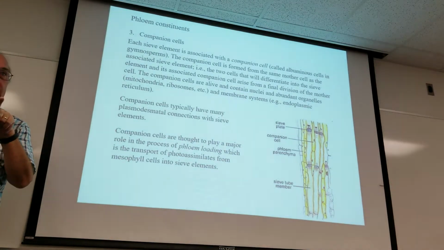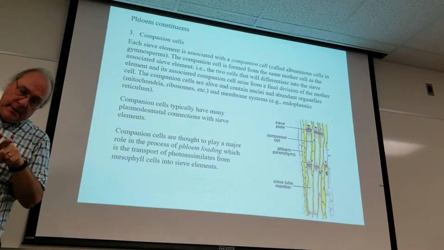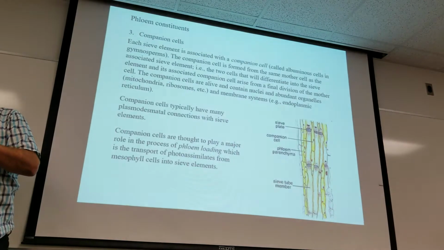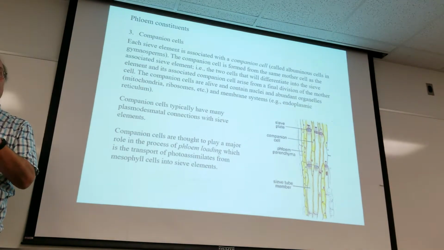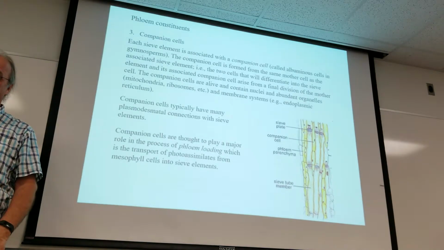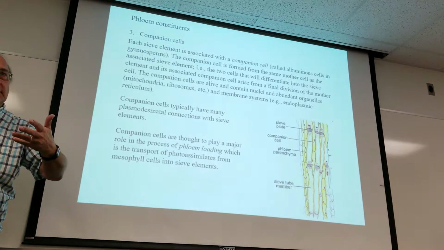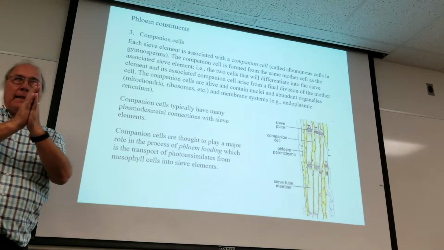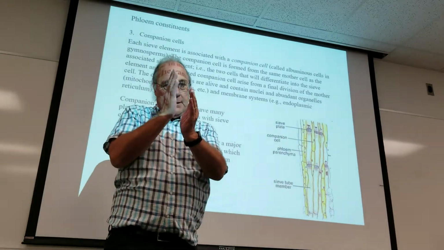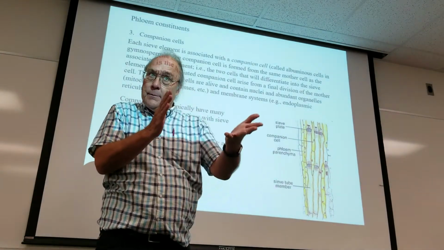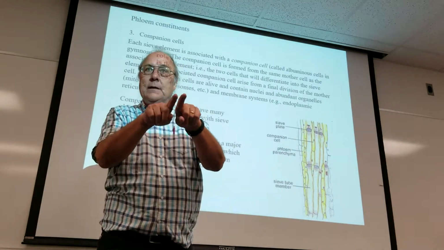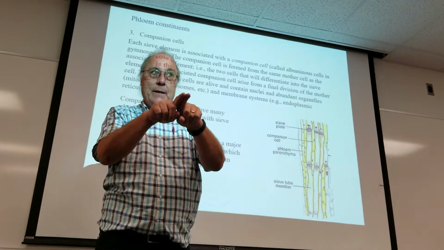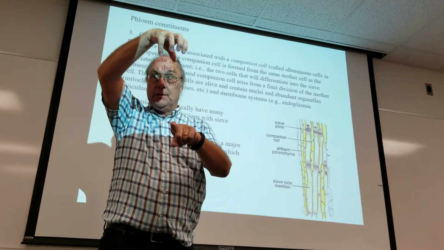The sieve tube member, or the albuminous cell and the sieve element in gymnosperms, arise from the same mother cell. So in the development of the phloem, when that last cell division happens, and one of these cells is going to be a sieve element, the other one will be a companion cell associated with that particular sieve element. They come from the same original cell.